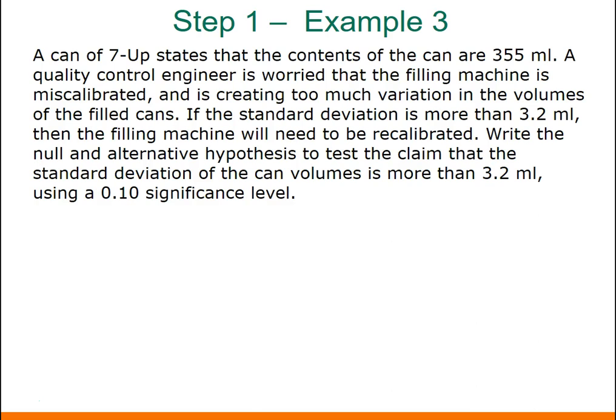One more example. In this one, we're looking at cans of 7-Up, and the engineer is worried that the filling machine is miscalibrated and creating too much variation in the volumes of the filled cans. That's kind of a key word there when we're talking about the variation, because variation has to do with the standard deviation. So then it says if the standard deviation is more than 3.2 milliliters, the filling machine will need to be recalibrated. So what we're trying to test is the claim that the standard deviation of the can volumes is more than 3.2 milliliters.